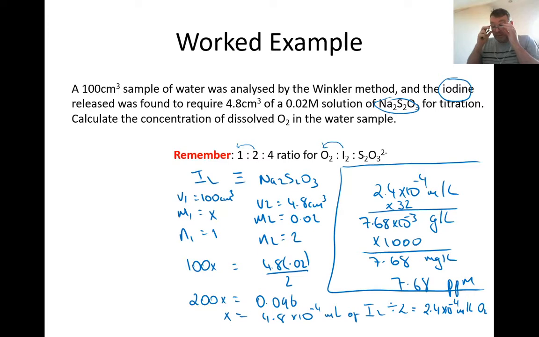Now, that's very little oxygen. 7.68 is very, very little oxygen. But what we don't know is, what's the demand? What is the demand for this thing? Because we have nothing to compare it to. So that's just how you calculate the composition of water, or the concentration of oxygen in that particular sample.